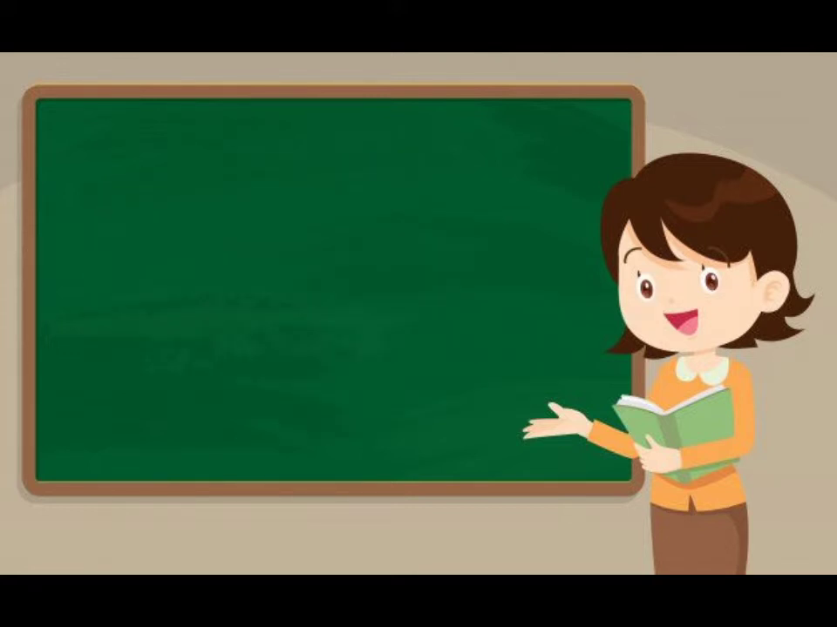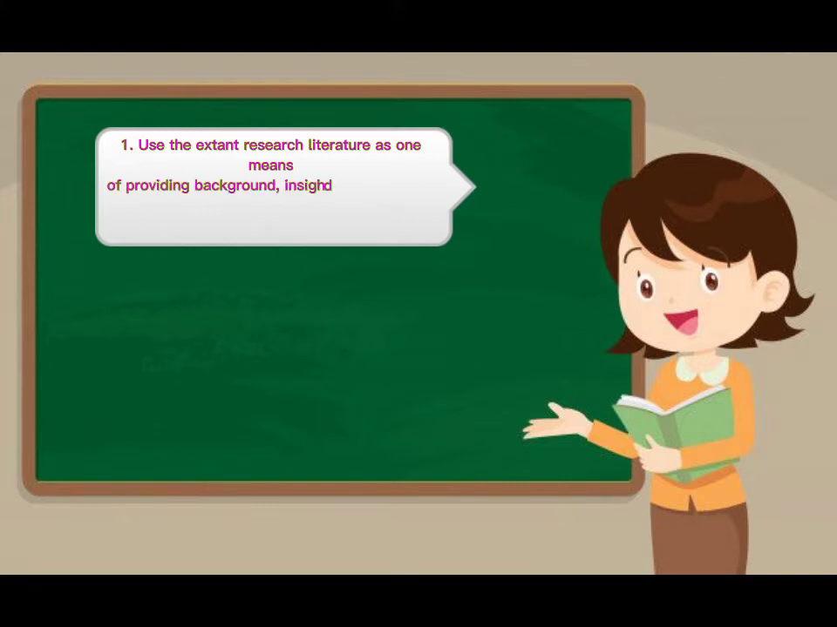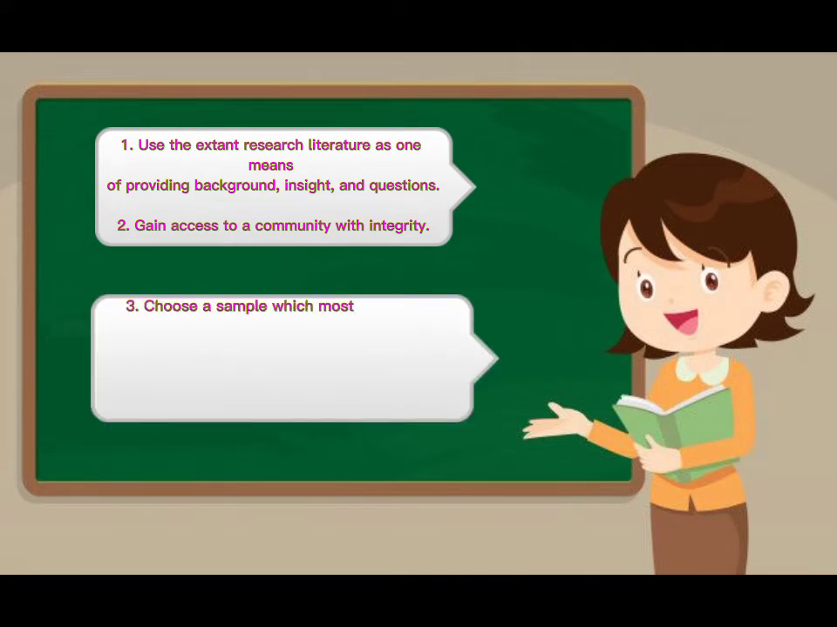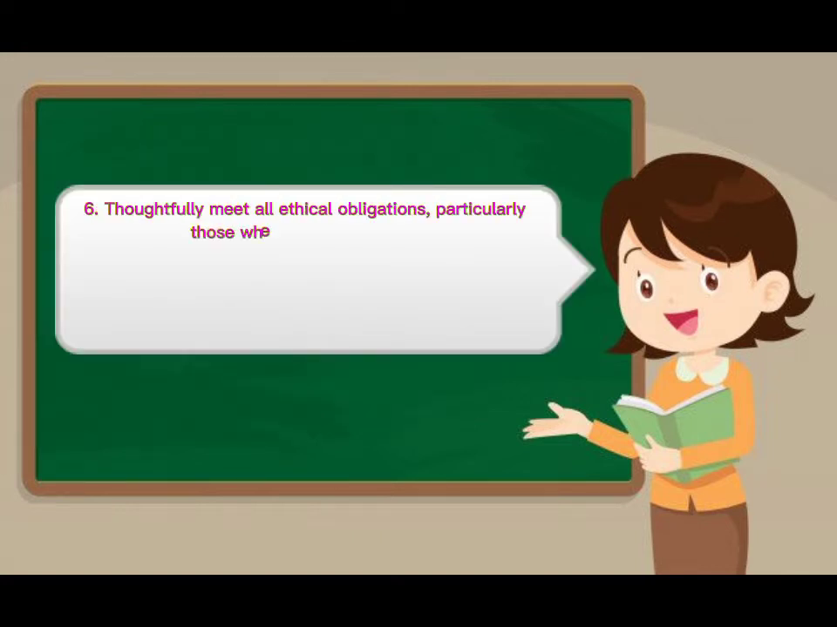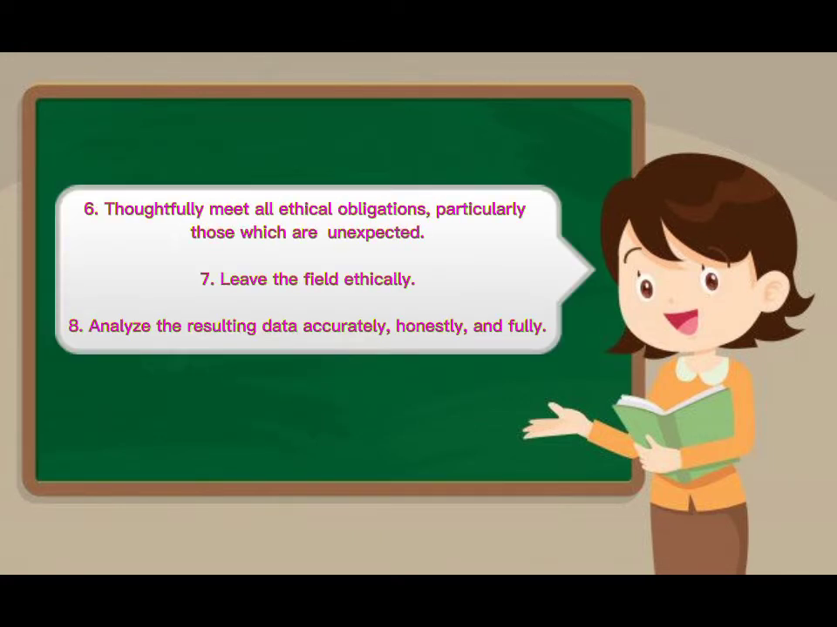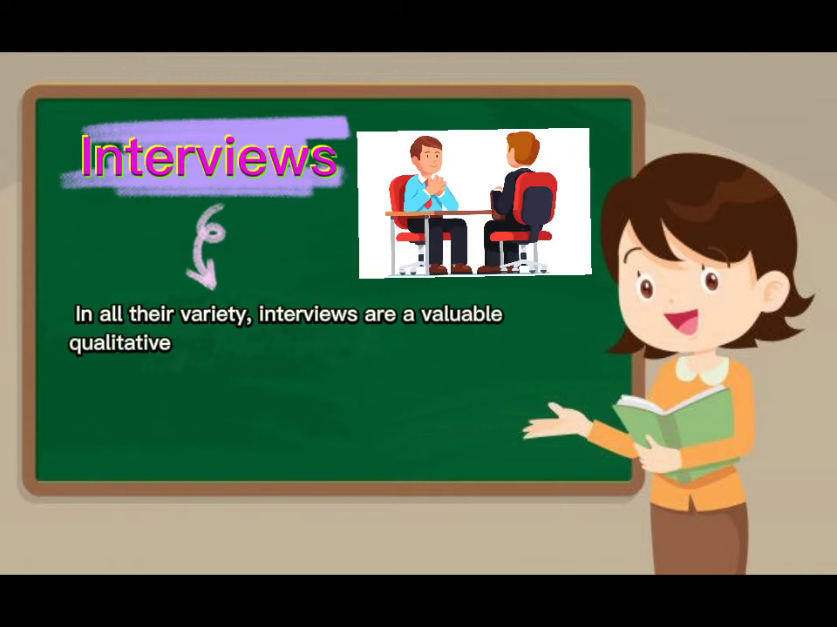Researchers are expected to: 1. Use the extant research literature as one means of providing background, insight, and questions. 2. Gain access to a community with integrity. 3. Choose a sample which most effectively addresses the research questions. 4. Deliberately identify and follow a chosen researcher role. 5. Document data collection with care, detail, and reflection. 6. Meet all ethical obligations, particularly those which are unexpected. 7. Leave the field ethically. 8. Analyze the resulting data accurately.